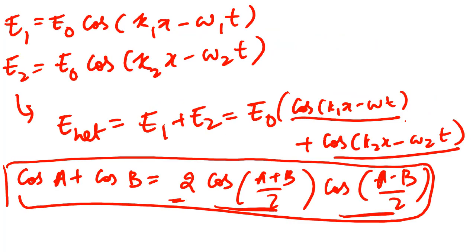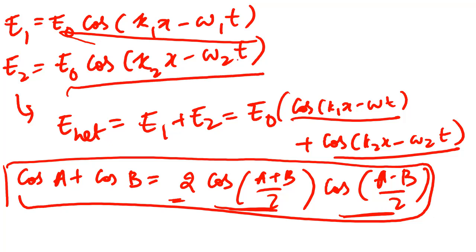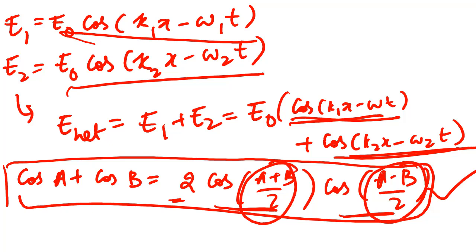So on the previous slide, that's what we have: one particular wave with one wavelength and one frequency, the second wave with a different wavelength and a different frequency. And if I add them up, I just simply get cosine A plus cosine B, and from this simple trigonometric identity, I'm getting (A plus B)/2 and (A minus B)/2. So I'm adding up in x and in time. So I have to add up k1 and k2, then I get the first term.